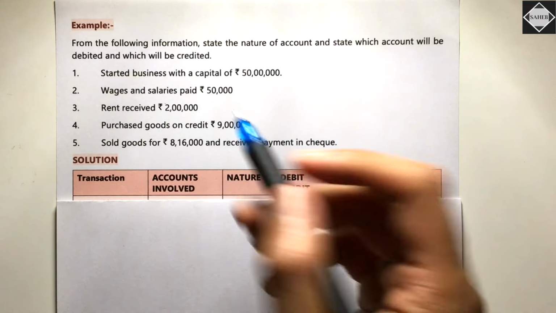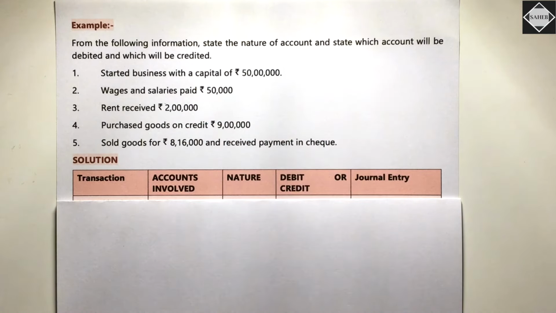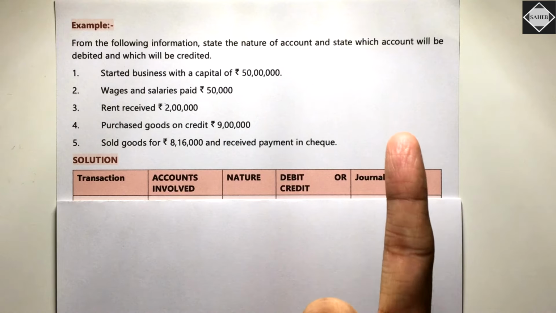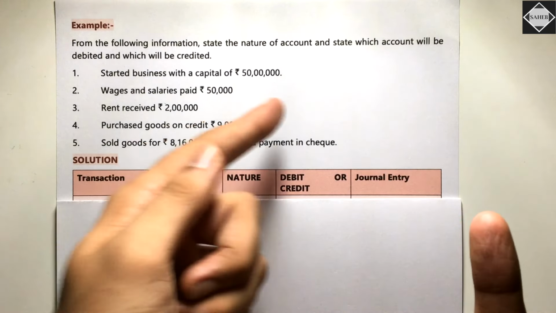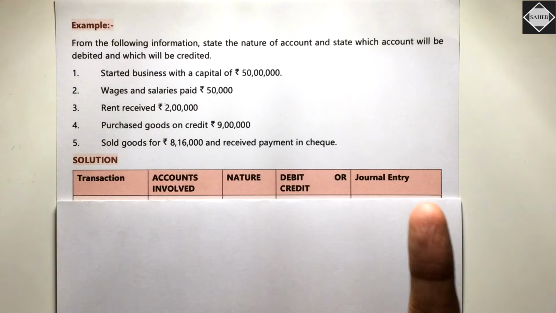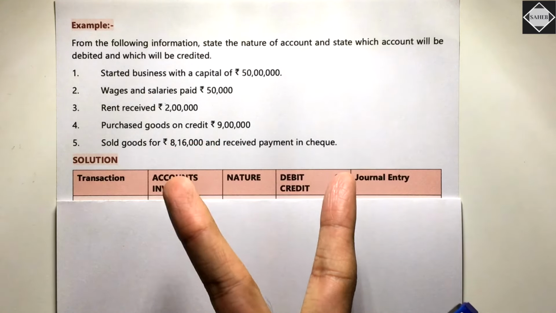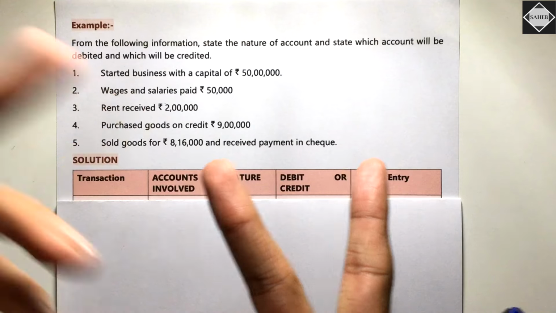You will say, we see the word capital over here, so obviously capital account is involved. And the other is money, right? 50 lakhs, 5 million, money is involved. So we can say bank account, right? It's such a huge amount, it can't be in cash. Yeah, it will be in bank.